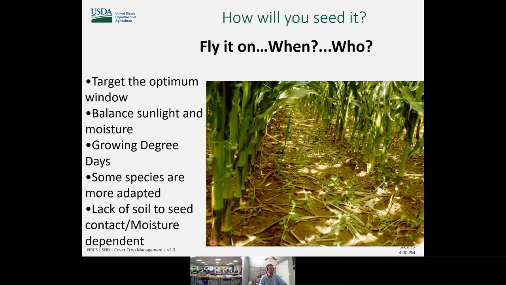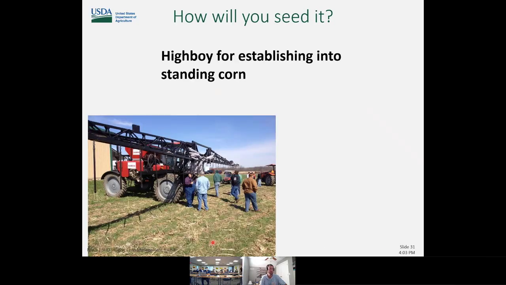We also see some additional pictures here, some that was aerial seeded into corn. So the sunlight or the shade is suppressing that cover crop. And then when the corn would be drying down or harvested, then full sunlight would reach the ground, and that cover crop could grow. So we also see a high boy for establishing into standing corn. I think producers in your area could be utilizing a piece of equipment like this.